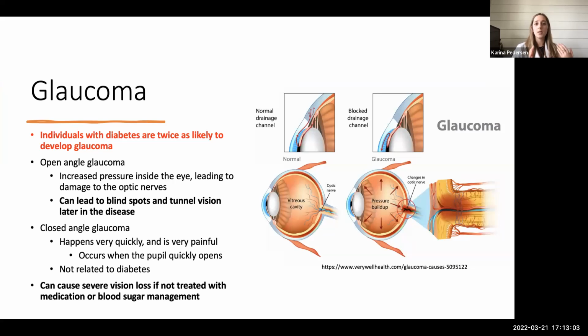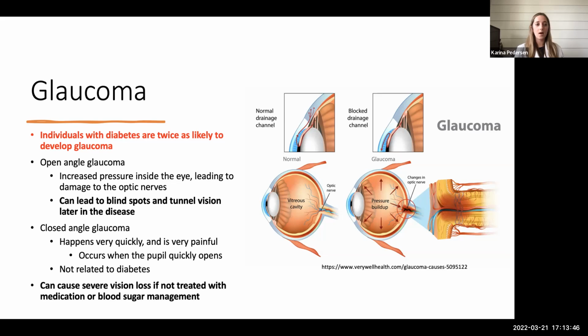So going back to our diabetic eye disease, glaucoma is another part of diabetic eye disease. Individuals with diabetes are twice as likely to develop glaucoma. The type of glaucoma they're more likely to develop is open angle glaucoma. Increased pressure inside of the eye leads to damage of the optic nerves. And as I explained earlier, the optic nerves convey what you see to your brain, so you can understand the images that you're seeing. In the case of open angle glaucoma, this can lead to blind spots and tunnel vision later in the disease.